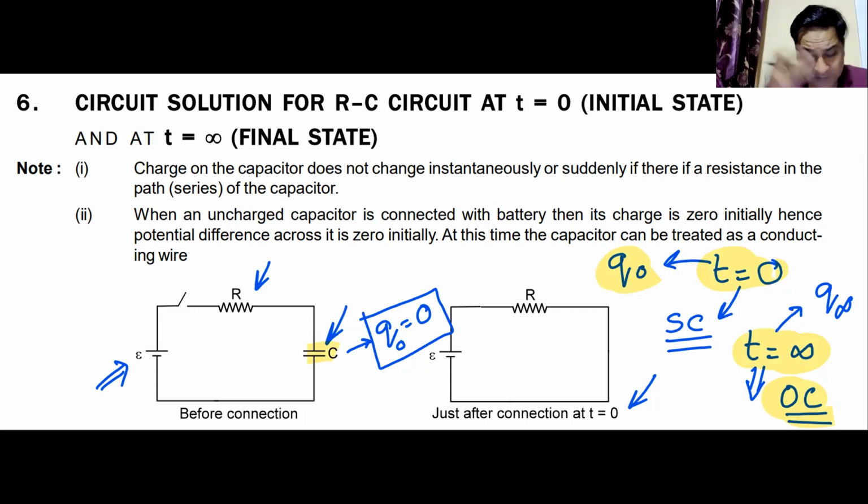Q naught would normally be known, and they will ask you what is the value of Q infinity, the charge on the capacitor after a long time. Now, how do you find the charge on the capacitor after a long time? That is the normal charge on the capacitor that you have found in almost all the questions that you have done. How do you find the charge on the capacitor at infinity? That is my first question.